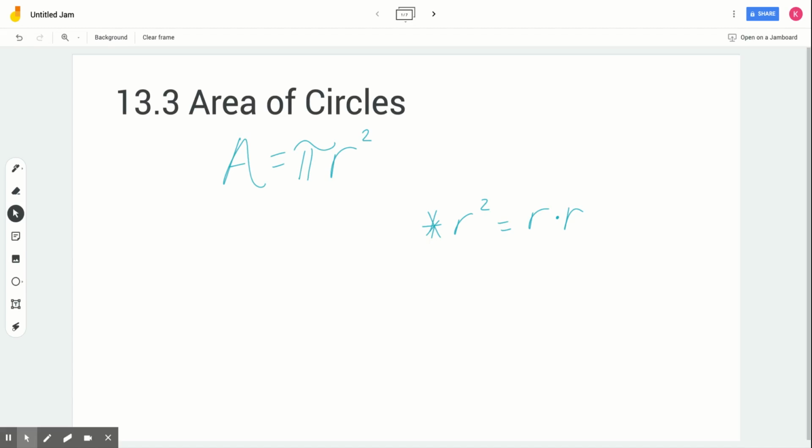Hi everyone, today we're going to be talking about lesson 13.3 on area of circles. Now keep in mind, area of circles, just like other figures, is about the amount of space inside of the figure. So we're going to use the formula or the rule A equals pi r squared to find the area of a circle. Now keep in mind that r squared means r times r.